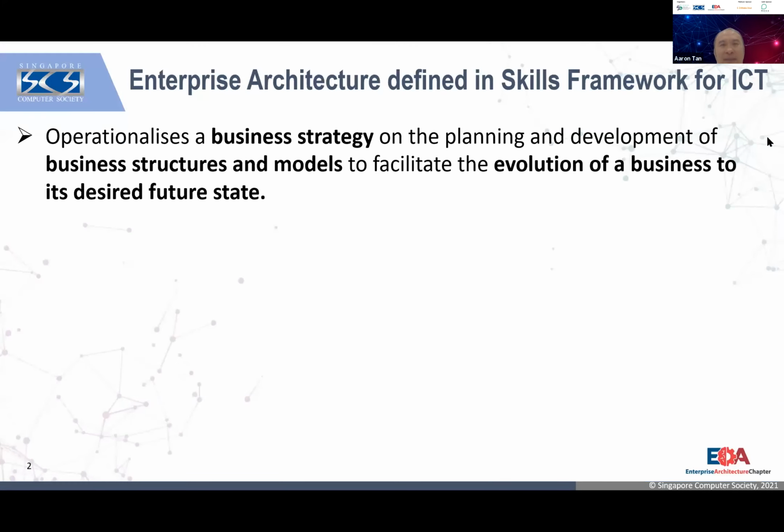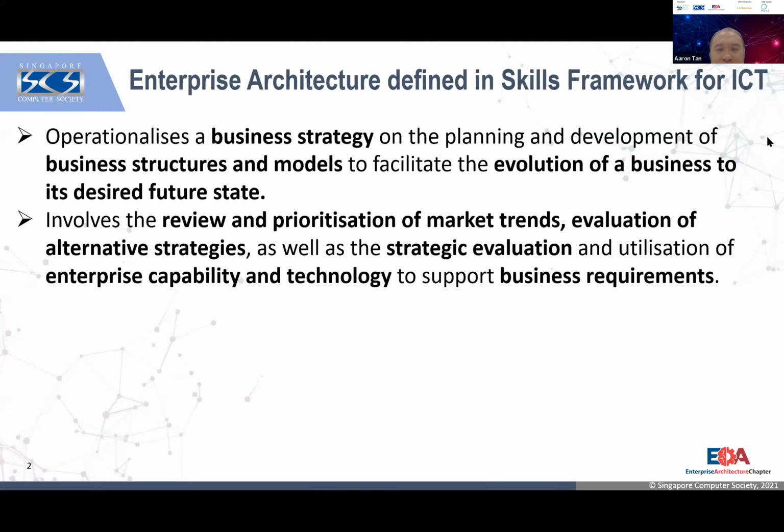So first is about the definition. This is the definition taken from the skills framework for ICT. Enterprise architecture is to operationalize a business strategy. That's the first word. Operationalize a business strategy. It means that as an architect, we need to be able to understand the business. We need to be able to distill the strategy of the business and see how the technology can fit into it. Of course, the strategy typically lines up the goals and drivers, what they want to achieve. That is where the architects define the business model and structure and how we can help the business achieve the future state.